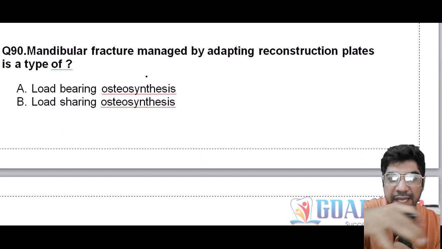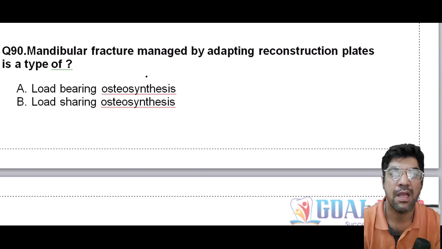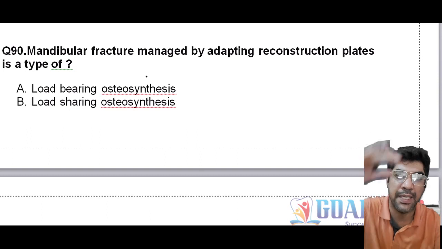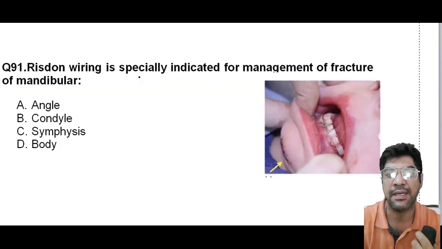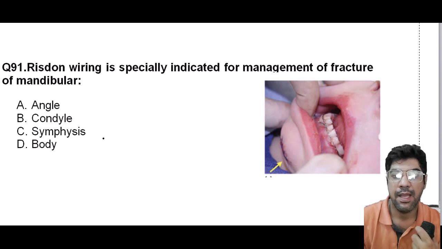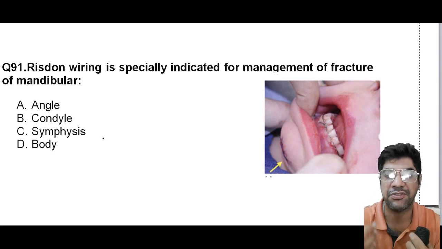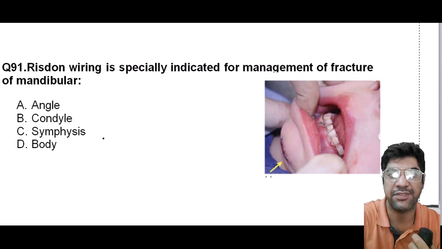Whereas load-sharing osteosynthesis involves smaller, less rigid fixation devices that distribute the load across the fracture segments rather than bear the full load. The reconstruction plates, on the other hand, are designed to provide strong load-bearing support and are often used in more complex mandibular fractures to ensure stability. So mark answer A as your answer of choice.